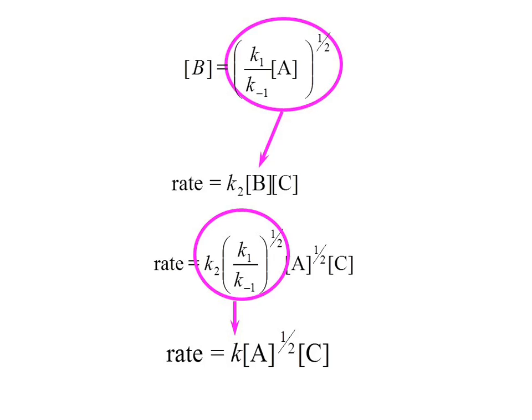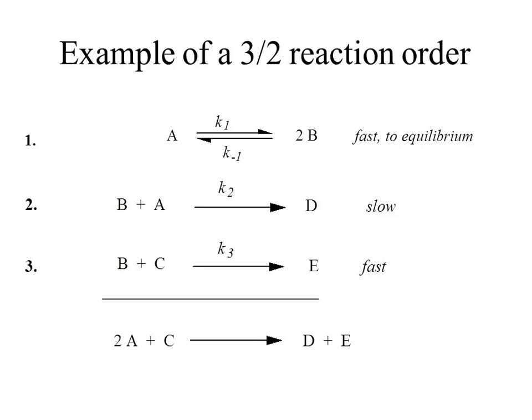So there's where you get a reaction order that's not an integer. The reaction order of A is 1/2. That's it, we're done. That's the rate law expression. That was the 1/2 reaction order. Let's look at this one. When we do the math, it's very similar. We're going to come up with a reaction order of 3/2.